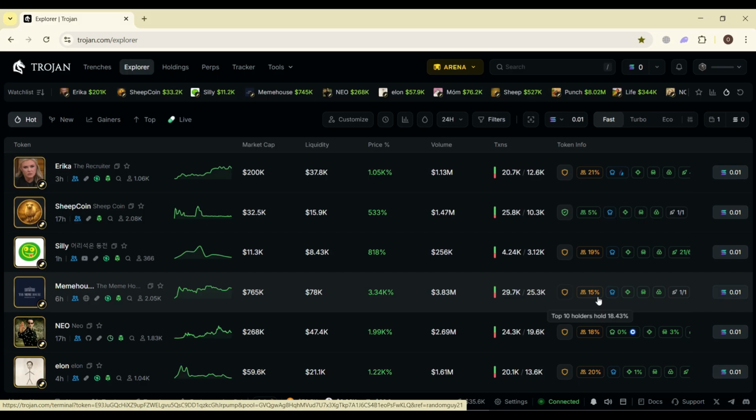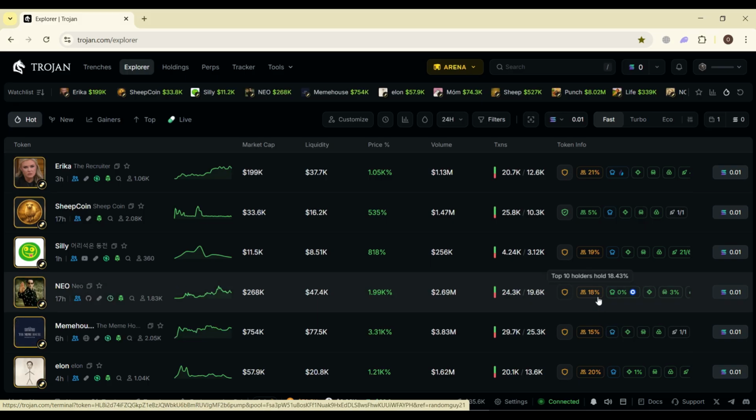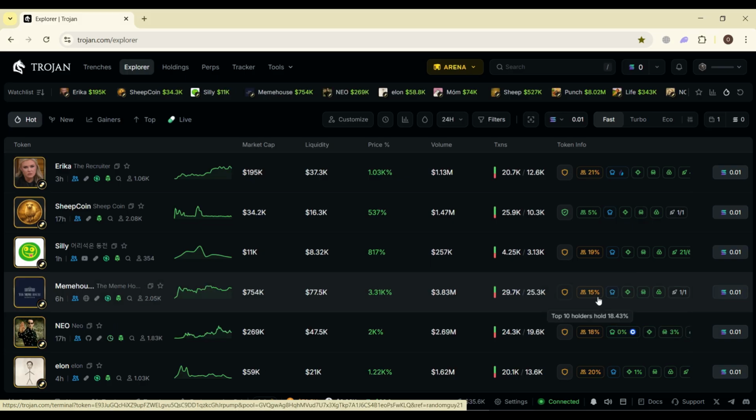So what is Sniper mode? Sniper mode is a feature designed to help traders enter or trade quickly when a new token becomes available. Instead of manually buying a token the moment it launches, the bot can prepare the order ahead of time. This can help reduce delay during very fast markets.